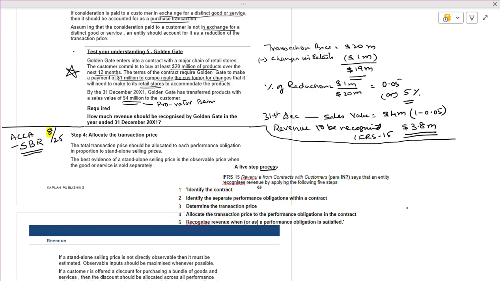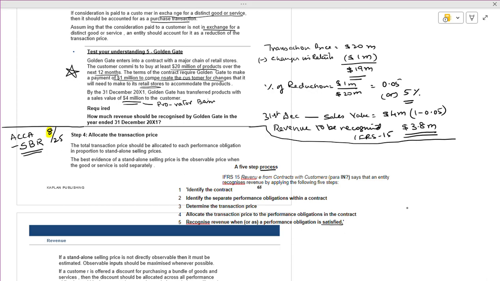This is what we are going to continue from here: allocate the transaction price. How do you allocate the transaction price among the different activities? And in the end, step 5 is recognize revenue when the performance obligation is satisfied. We will first understand the concept, and subsequently we will use the test your understanding.